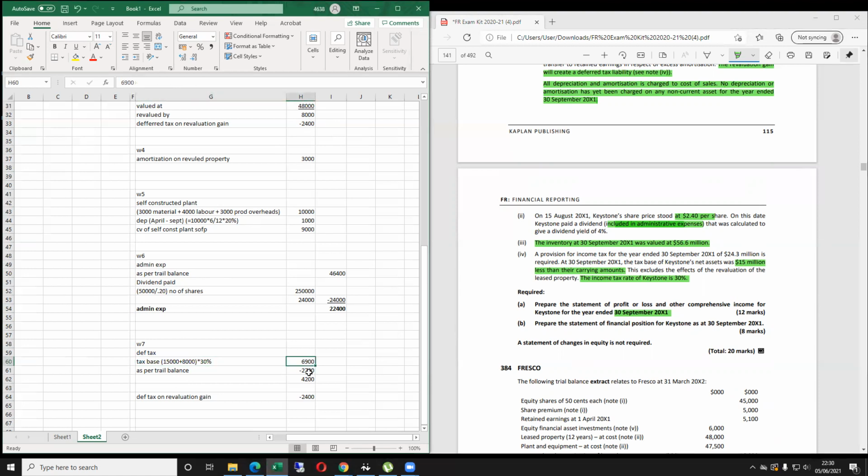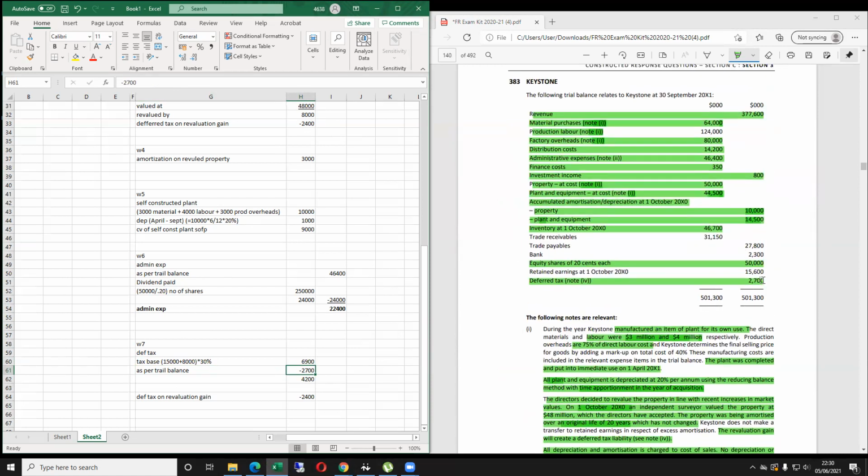So this is our provision, plus the trial balance is in minus. You can see it is on the credit side. So we minus this deferred tax. It means for this year we have to generate 4,200. But from 4,200 we allocated 2,400 to the revaluation gain. So the remaining will go to profit and loss. We'll charge this to profit and loss. Did you get it? So this is 15 million as per the trial balance. I'll show you again.